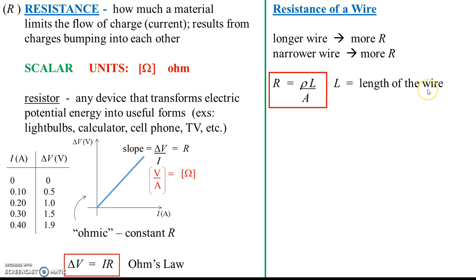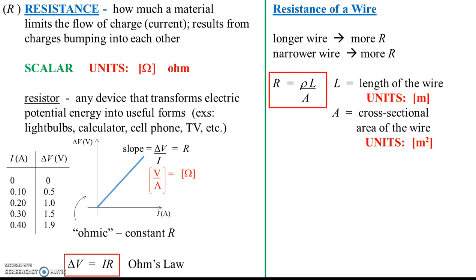Capital L is the length of the wire, given in units of meters, of course. Capital A, again, is the cross-sectional area of the wire, given in units of meters squared, of course. And then we have this symbol. Now, this symbol is not a P. This is a Greek letter. And we've actually seen it before a long, long time ago, so you probably don't remember, and we used it for something completely different. But that is the Greek letter rho.